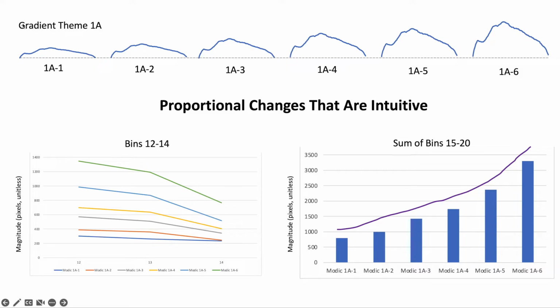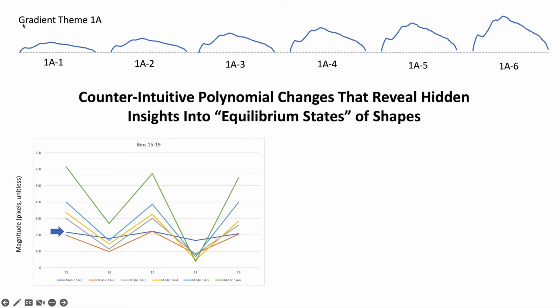Starting with bins 12 through 14, on the bottom left, we see that they show a consistent decrease going from left to right. If we sum the values of these bins into one scalar value per shape, then the graph on the right shows a consistent exponential increase of this index. This particular index is useful because it is intuitive, meaning it matches a change in shape that can be visually seen at the top of the screen. The deeper the lesion, the higher the index value.